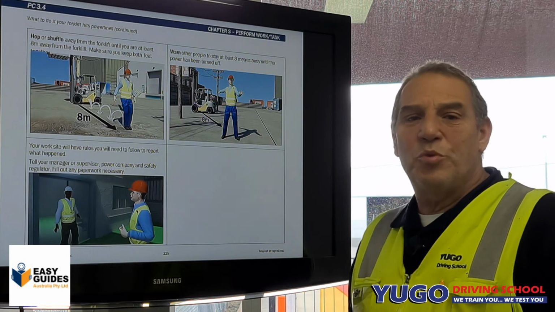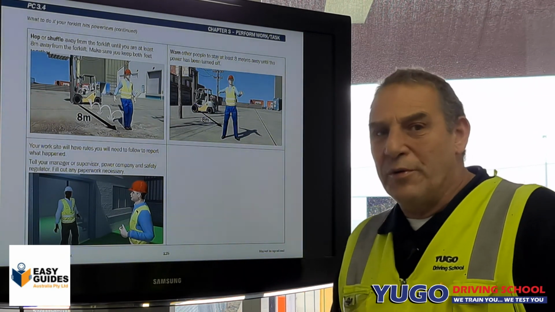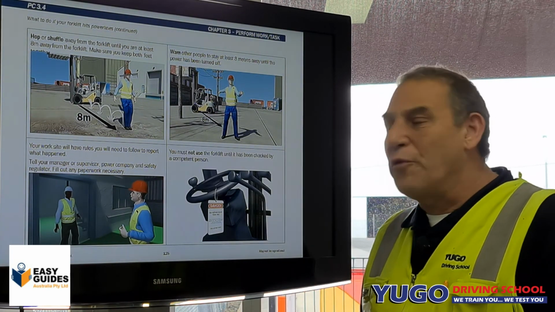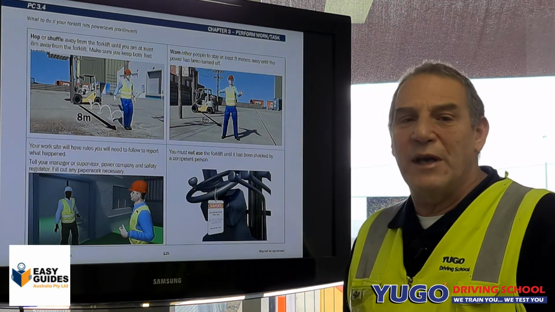Once the power has been switched off and the situation is under control, report the situation to your supervisor and make sure the forklift gets checked by a competent mechanic before you use it again.